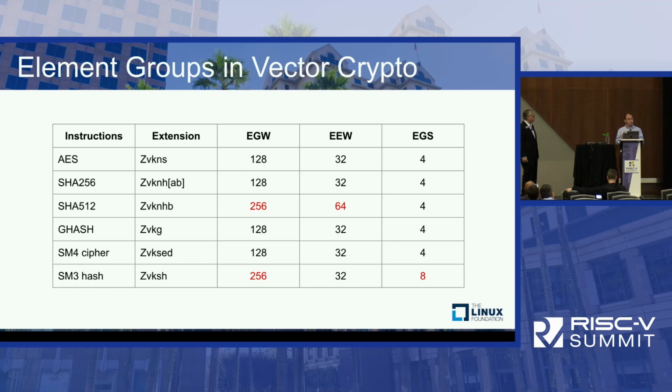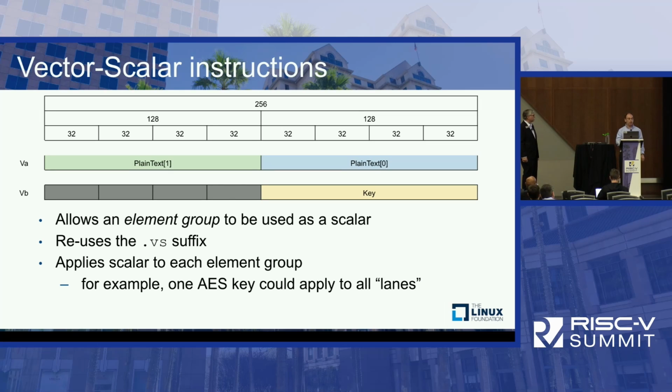And I put in red the outliers. Most of the instructions have an element group width of 128 bits, but for SHA-512 and the SM3 hash, it's 256 bits. And most of the element group sizes are 4 elements, but in the case of SM3 hash, it is actually 8 32-bit elements. That's because the other calculations you're doing when implementing SM3 are 32 bits.